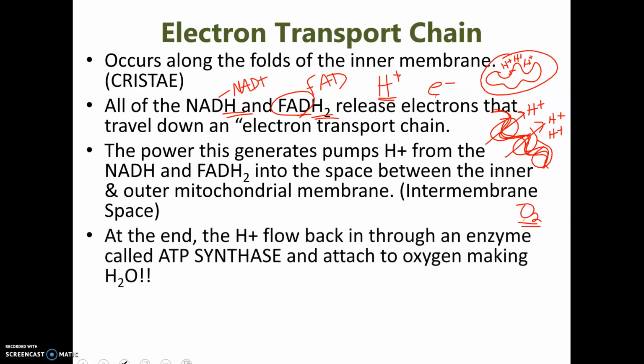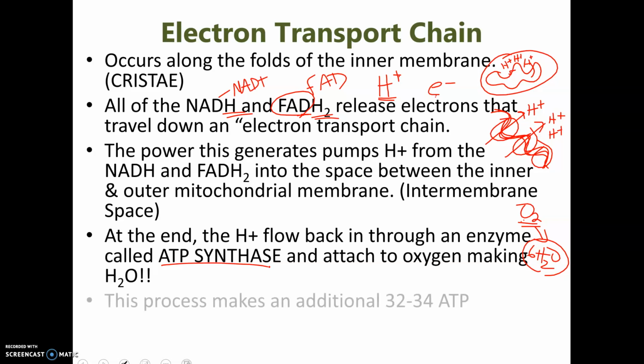That takes energy. So the only way they can get back to the middle and hook up with oxygen, which will ultimately make water, the only way they can get back there is through a special enzyme called ATP synthase. And as they flow through ATP synthase, that is what's going to generate ATP. And so this process makes an additional 32 to 34 ATP. And it kind of depends on the organism. There's a couple of mini things that happen there. And that's why the number can be different.